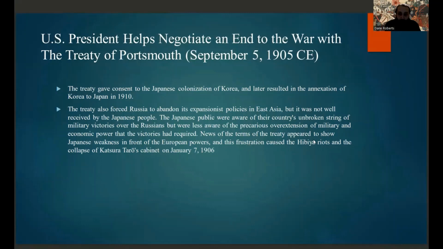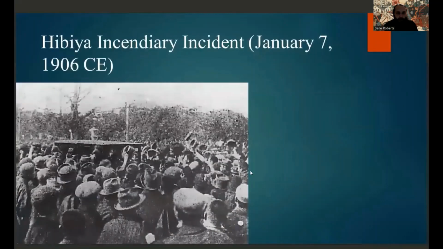News of the terms of the treaty appeared to show Japanese weakness in front of European powers, and this frustration caused several riots, such as the Hibiya riots, and the collapse of Katsura Taro's cabinet, who was essentially the prime minister of Japan under the emperor at the time, on January 7th of 1906 CE. And here is the Hibiya incendiary incident, or the Hibiya riots, right here.